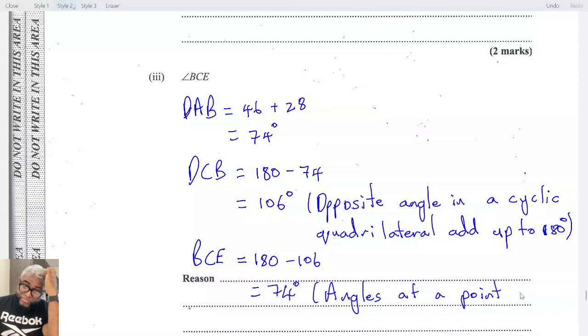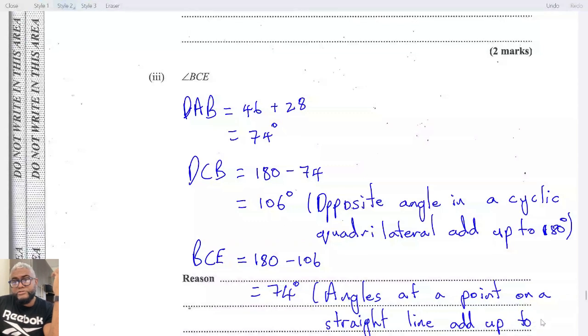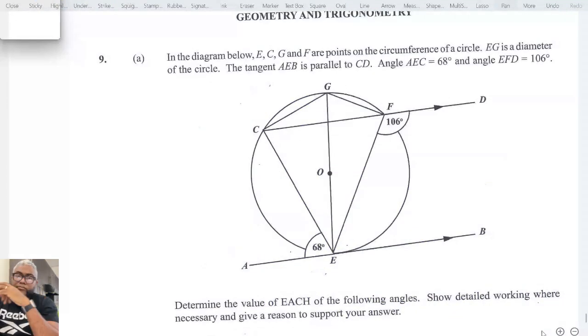Angles at a point on a straight line add up to 180 degrees. Angles in a semicircle is 90 degrees. I see two 90-degree angles. Let's see that parallel line too, a pair of parallel lines. So that means that we have alternate angles.